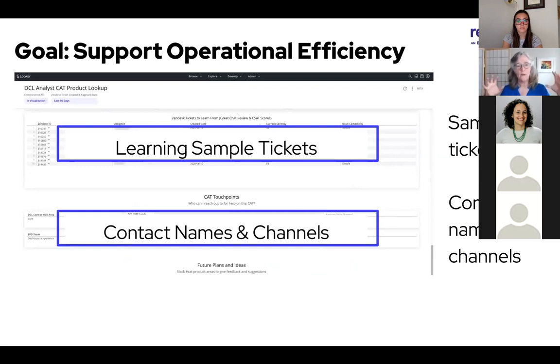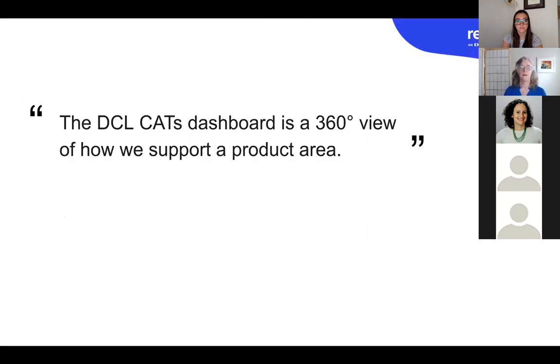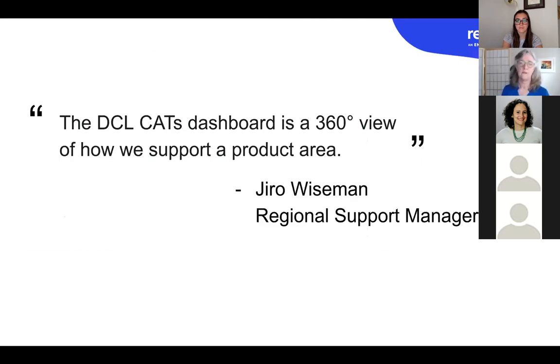So back to the idea, all of this stuff is gathered together in one dashboard. And there were things they could have included that they figured were just noise to them. So what we end up with, as this quote says, the DCL CATS dashboard is a 360 view of how we support a product area. And that was Jira Wiseman, who's one of the 3 regional support managers for Looker.